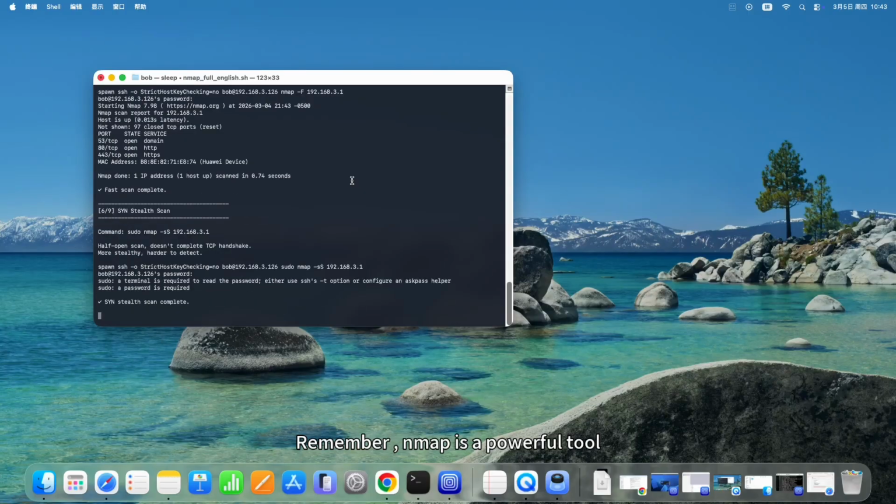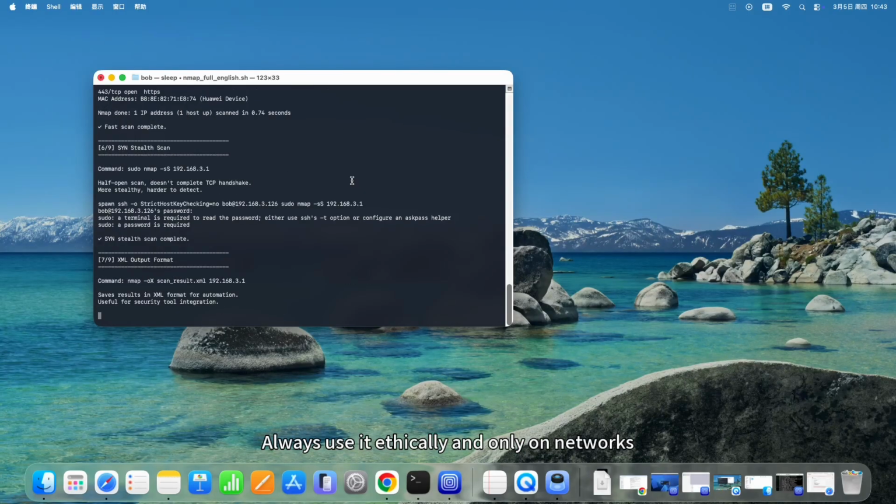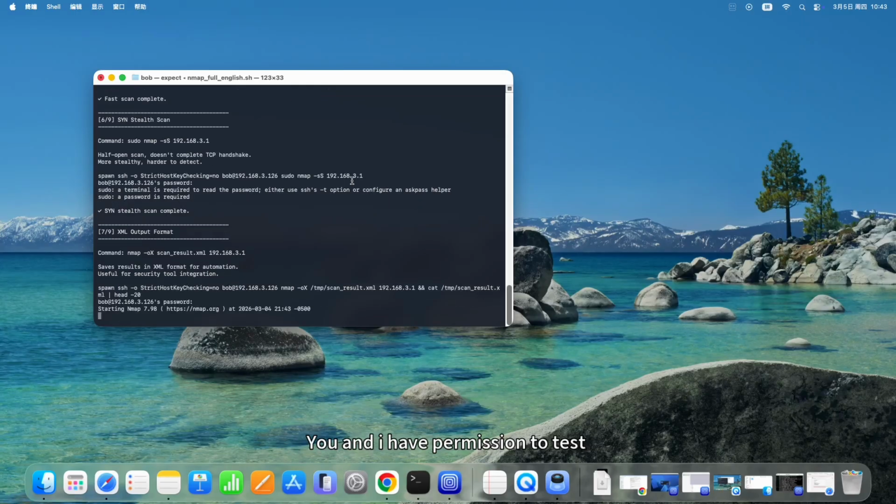Remember, Nmap is a powerful tool that can be used for both legitimate security auditing and malicious reconnaissance. Always use it ethically and only on networks you have permission to test.